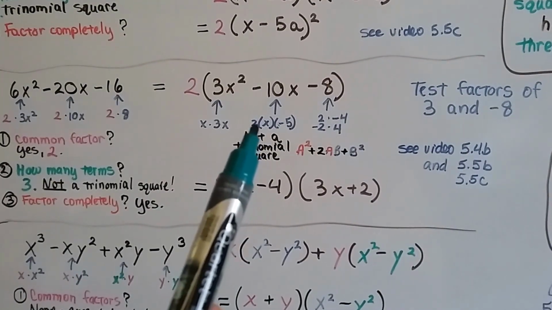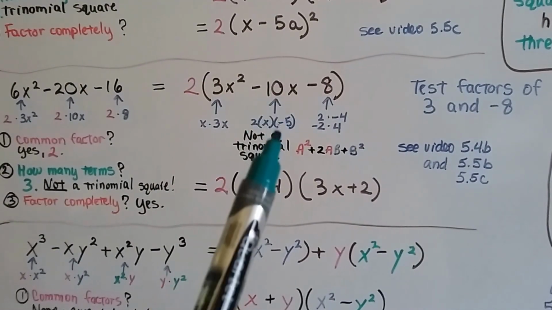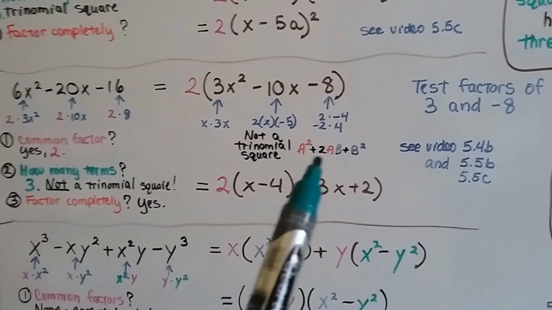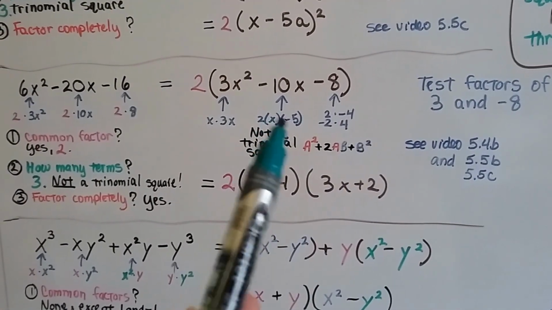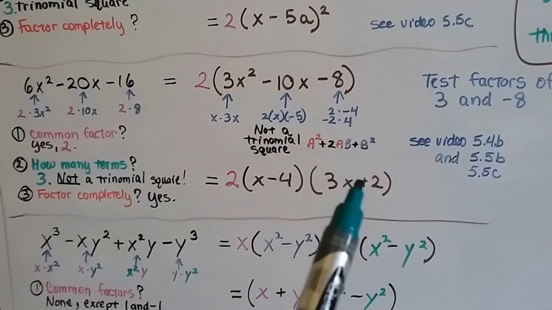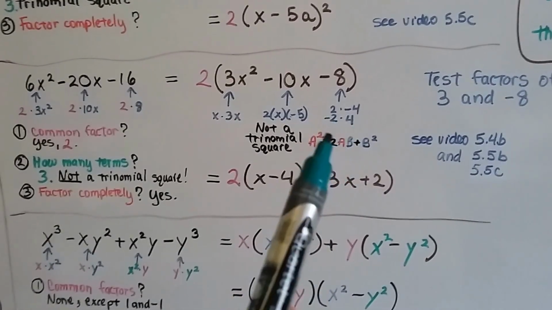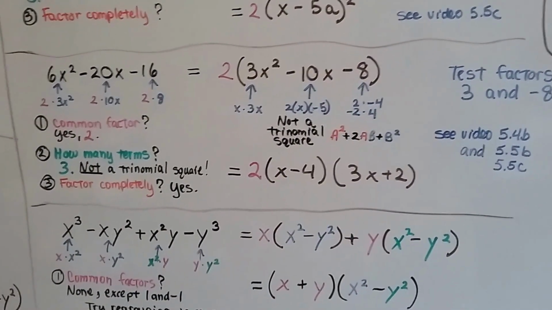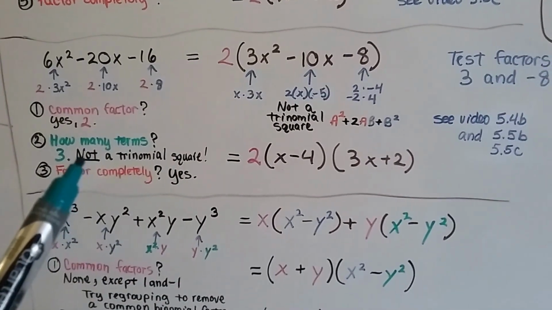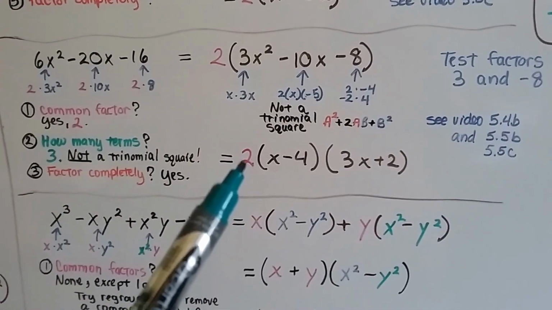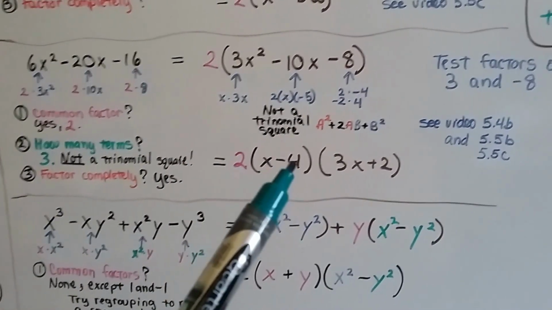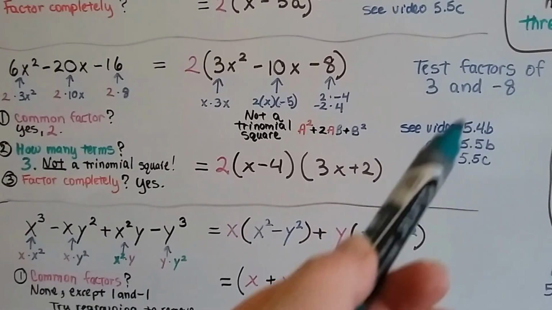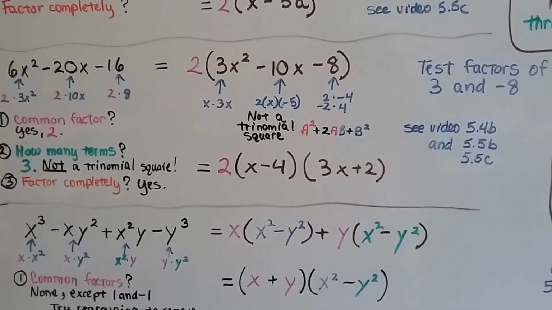If it were, this would be 2 times x times negative 5, and it's not a trinomial square. It's not 2ab in the center here because this would be a 25, and it's not. It's a 2 times a negative 4 or a negative 2 times a 4, see? So it doesn't fit. It's not a trinomial square. We can rewrite it as the 2 that we factored out, x minus 4, 3x plus 2. And we covered these in a few videos, similar examples.